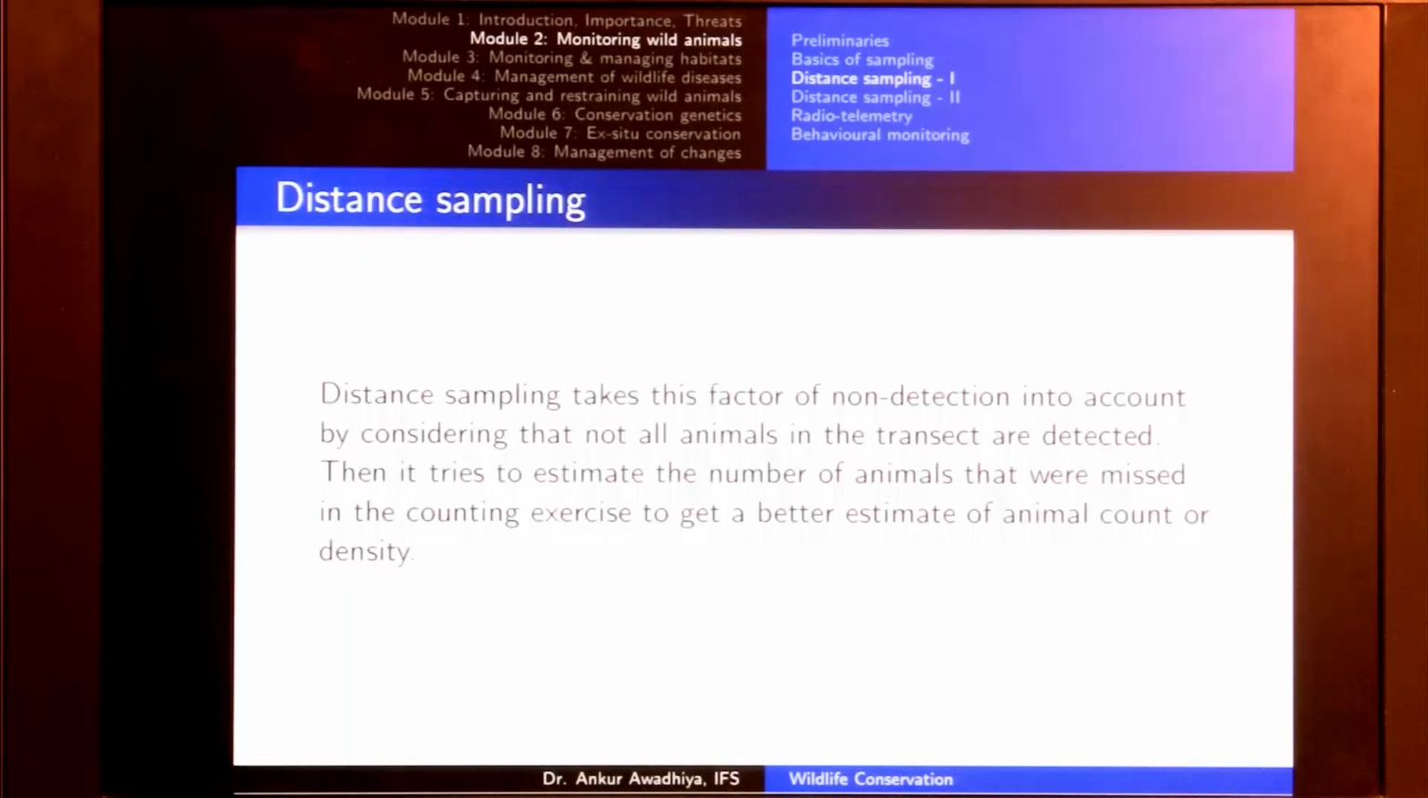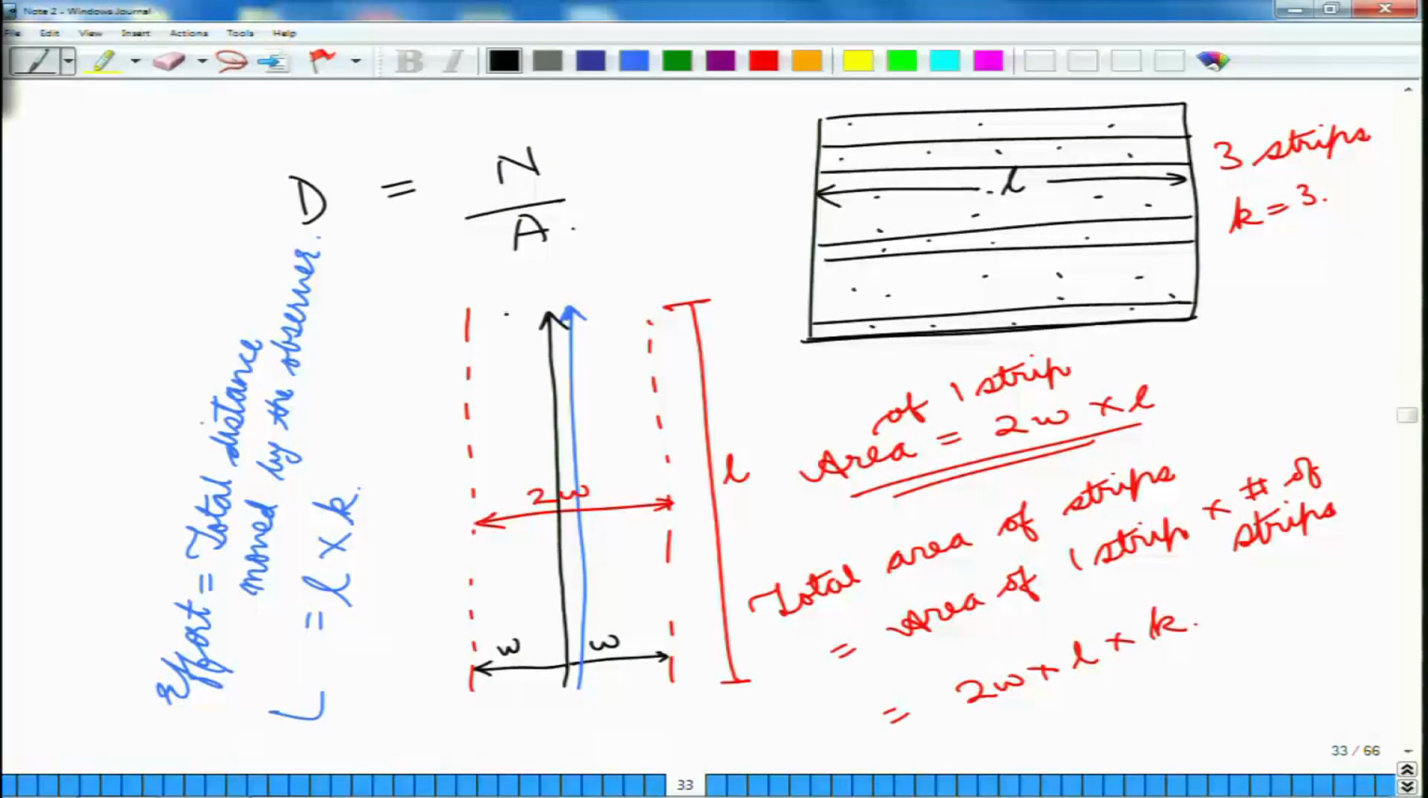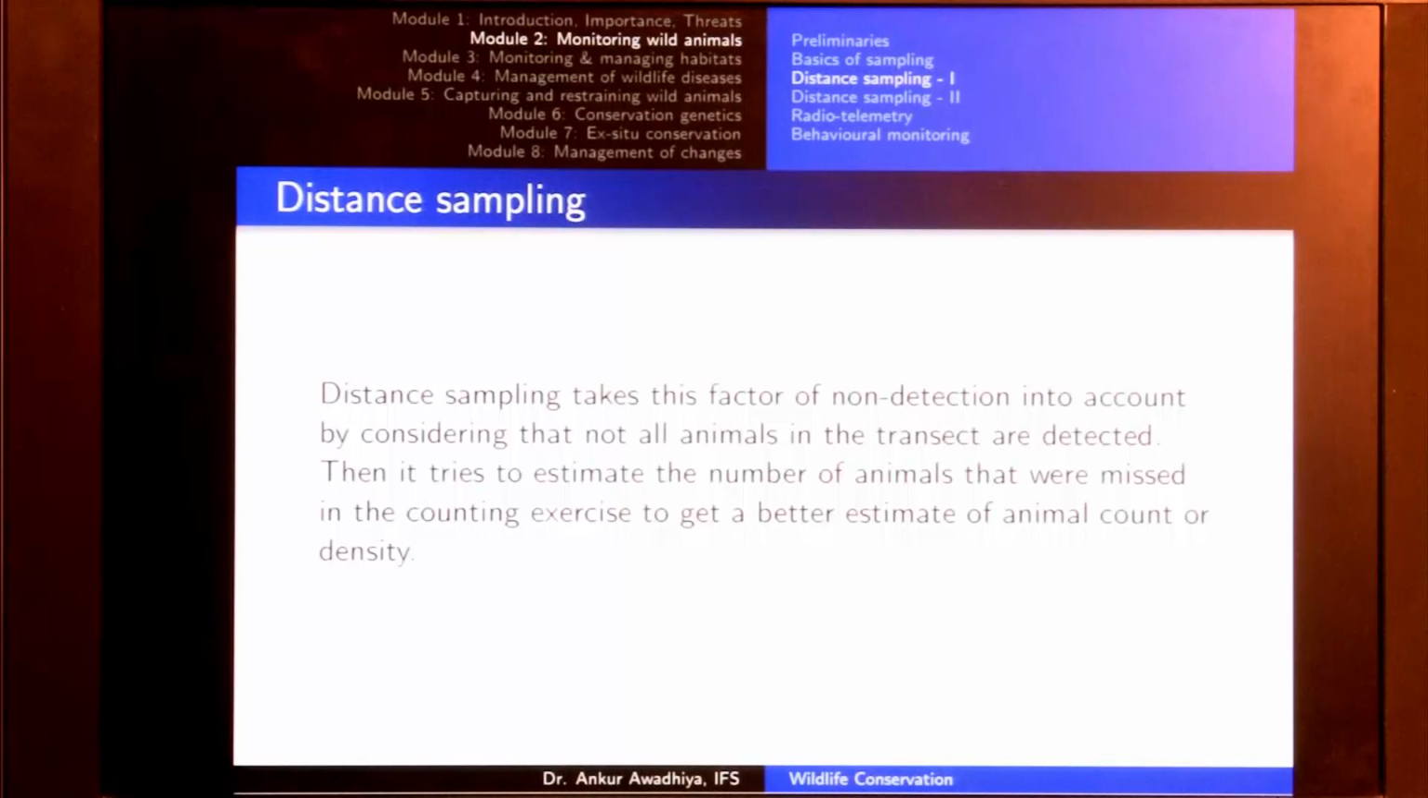So, distance sampling takes this factor of non-detection into account by considering that not all the animals in the transect are detected. Now, what is a transect? When we move along this path, we call it a transect. So, a transect is a path on which we are moving in the forest to get our data. So, distance sampling, coming back to the slides, takes the factor of non-detection into account by considering that not all the animals in the transect are detected. Then it tries to estimate the number of animals that we missed out in the counting exercise.